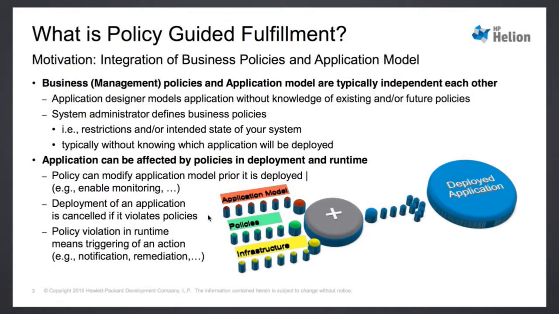The first term I used was policy. A policy is something we can imagine as a definition of an intended state that has to be handled and held in your system. For example, you want to have some concrete usage of flavors or some specific usage of Nova servers, and you want to have some ability to say what's wrong and what's okay. Typically, this business policy is created without the knowledge of the application that will be running in your system.